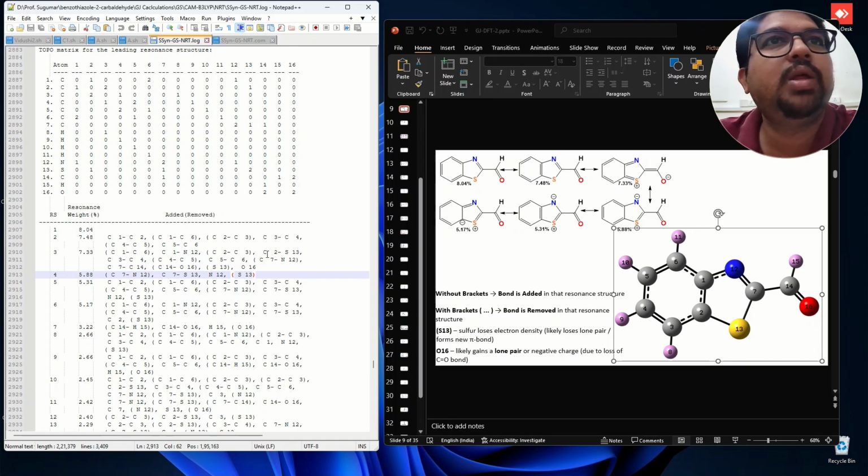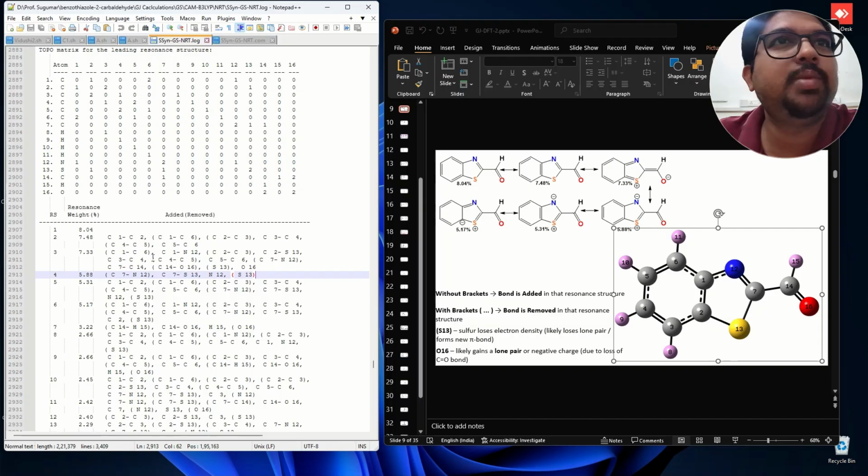Fine. Similarly C3 C4, earlier it was a single bond. If you see C3 C4, this one here, it is a single bond, but now it is a double bond here, because it is without bracket. And now it goes to C4 C5 in bracket, meaning now it is a single bond, C4 C5 single bond. Earlier it was double. Again C5 C6 without bracket means now it will be a double bond. C5 C6, earlier it was a single bond, now it is a double bond. So these are the changes. The remaining bonds will be similar to the initial leading resonating structure.